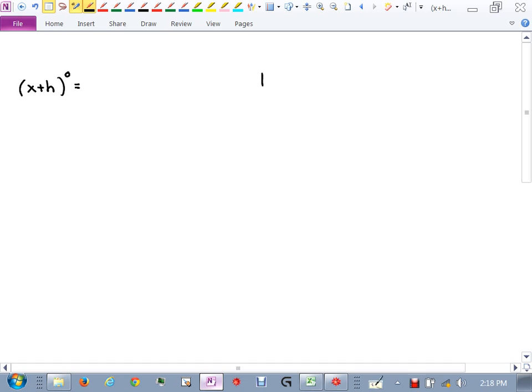I'm putting that 1 way out there for a reason. If I write x plus h to the first power, I get what? Itself, right? X plus h. Now, look at the way I wrote that. If I write x plus h squared, that means I'd have to FOIL it, right? And FOIL and collect like terms, and you should get x squared plus 2xh plus h squared. Yes? That's what you would get if you FOILed that out.